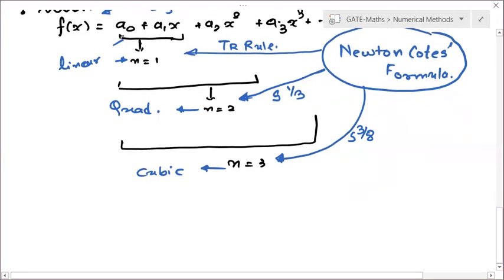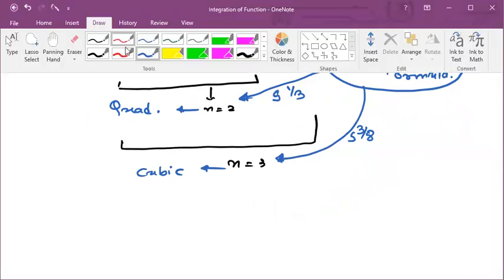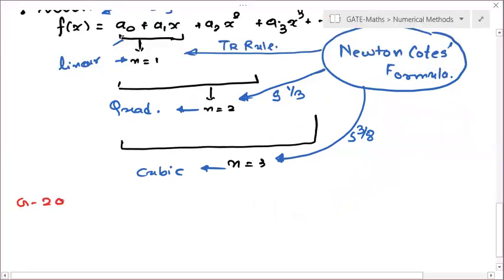Now let us see one question based on this, which was asked in GATE 2015. Simpson's 1/3 rule is approximated by the following.